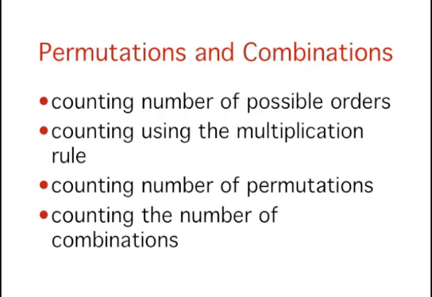This section covers basic formulas for determining the number of various possible types of outcomes. The topics covered are: 1. Counting the number of possible orders, 2. Counting using the multiplication rule, 3. Counting the number of permutations, and 4. Counting the number of combinations.